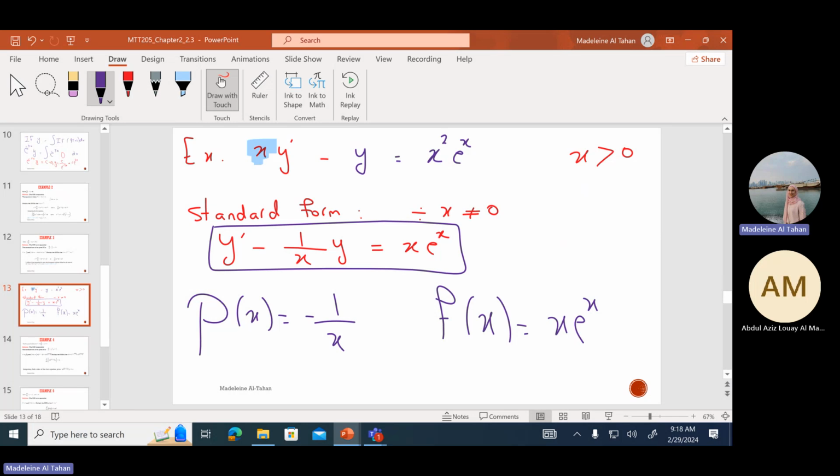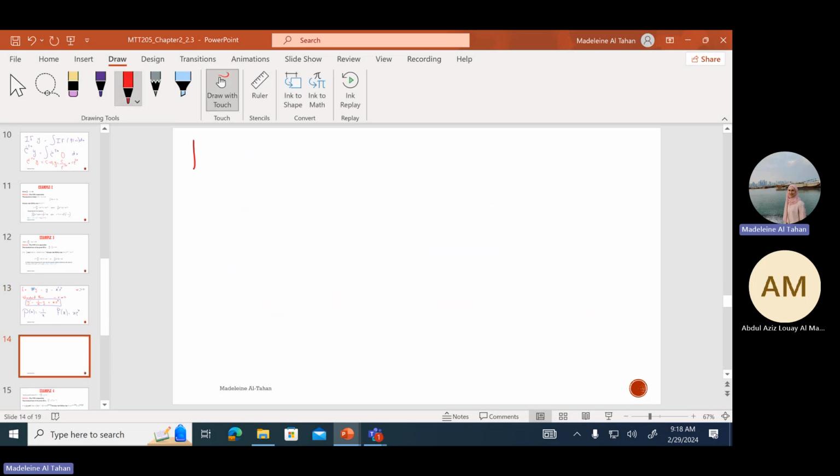Okay, we determined everything. We wrote it in standard form. We found our P, we found our F. Now what's the next step? What do we need to find? Our integrating factor. Please open your notebook and check the formula for the integrating factor and just apply it. So again, integrating factor is equal to e power what? What's P of x? Minus 1 over x, right?